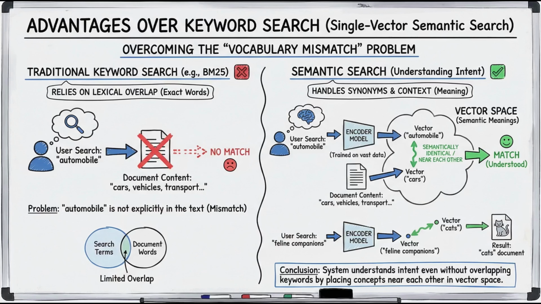Semantic search solves this by recognizing that automobile and car exist in the same conceptual space, ensuring you get the right results even when the phrasing differs.